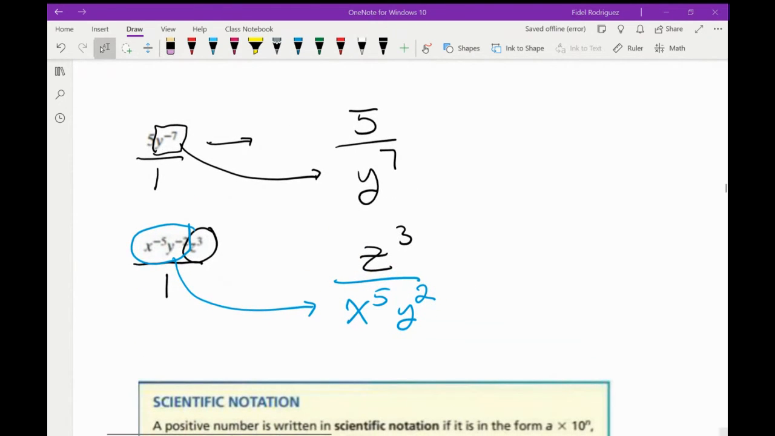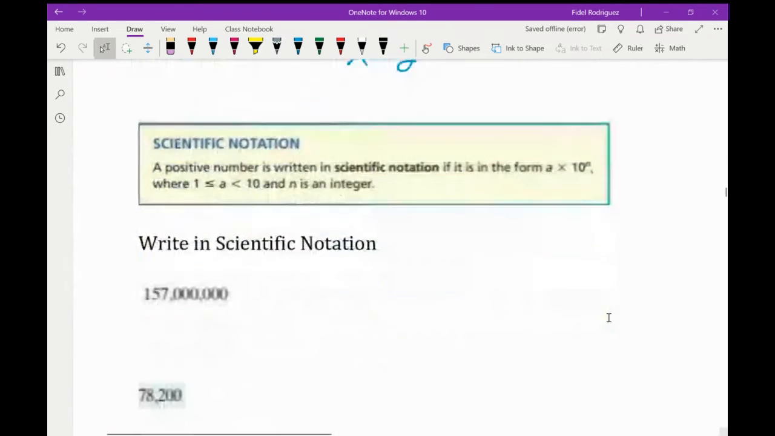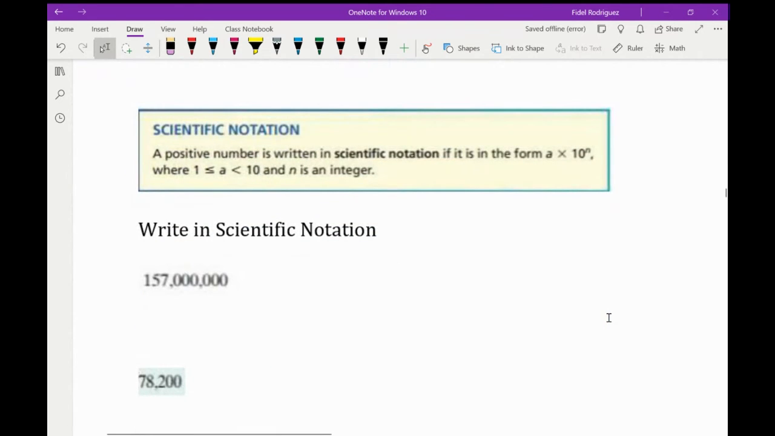So far, do we feel okay about dealing with negative exponents? Are they making sense so far? Yeah, good, excellent, perfect. Okay, so then I'll tell you what, let's go over scientific notation.